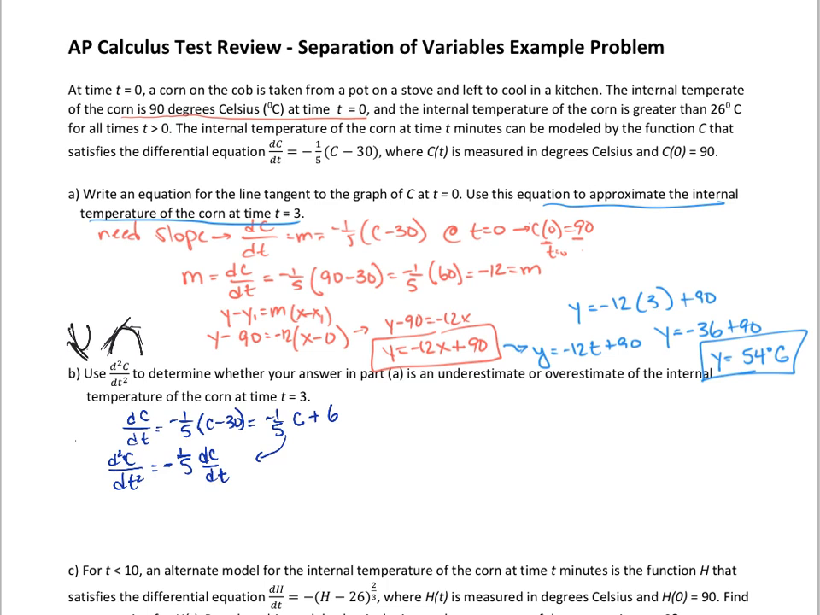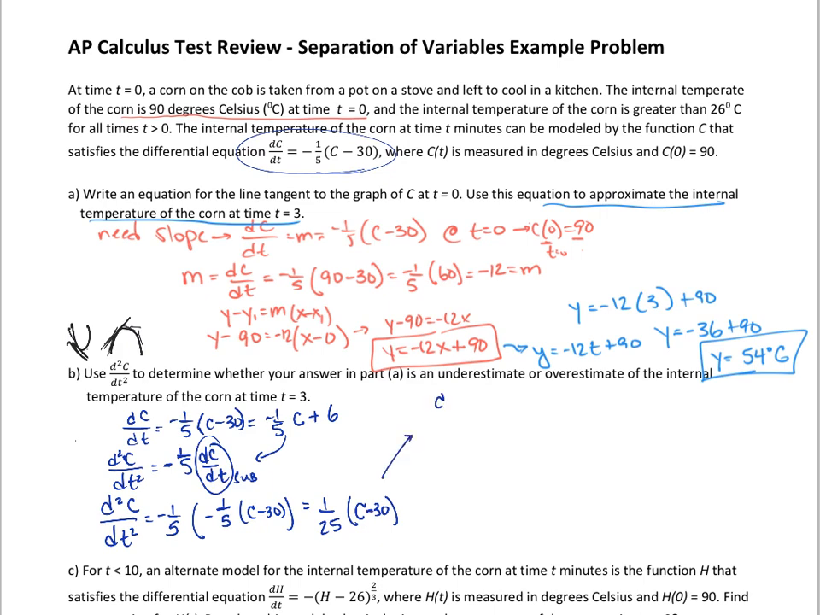But now I have this dC dt, so I need d squared C over dt squared, and I need to substitute this in. And I know what it is. They told me what it was right there in the problem. So this will be negative 1/5 times negative 1/5 times C minus 30. Cleaning this up, I will end up with positive 1 over 25 times C minus 30. Okay, so that's my d squared C. Let's write this up here: d squared C over dt squared is going to be 1 over 25 times C minus 30.